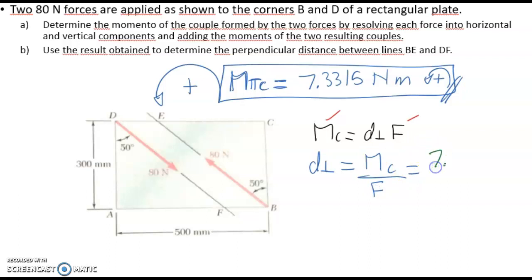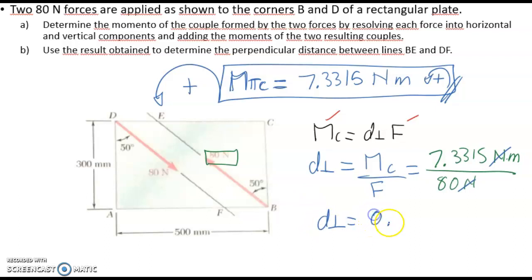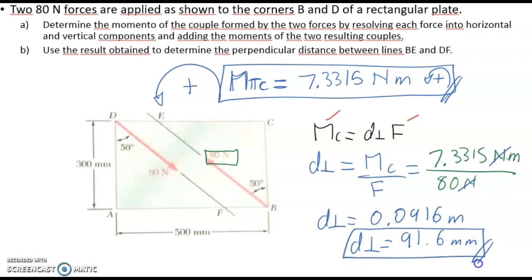That means 7.3315 newton meters divided by the force, and the force is 80 newtons. With that in mind, newtons will cancel with the newtons, and we obtain a result only in meters. And that perpendicular distance is actually going to be 0.0916 meters, which is the same as 91.6 millimeters. Now, that distance corresponds to this one right here, perpendicular to both lines. We can't quite see it, but it was supposed to be a small distance. That makes sense with the result that we obtained here.